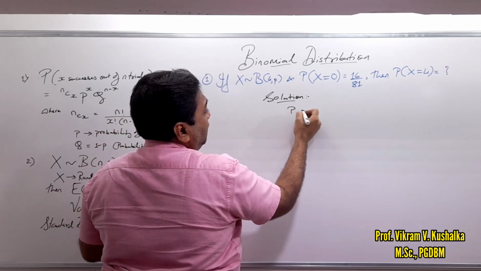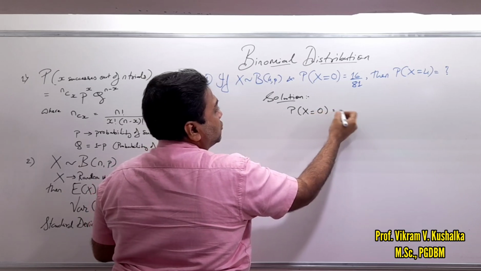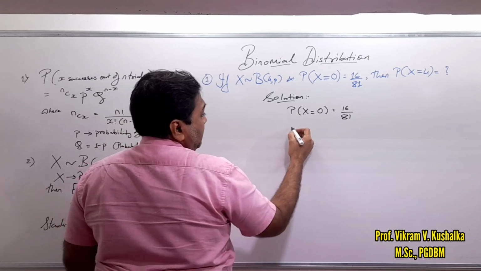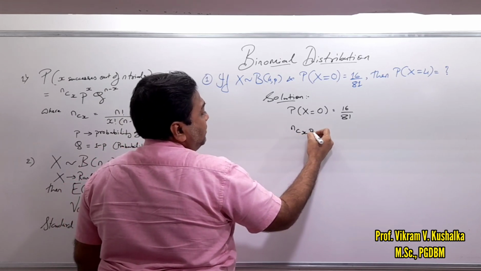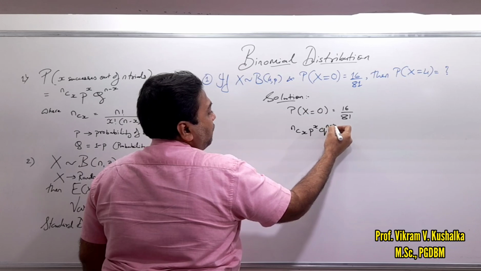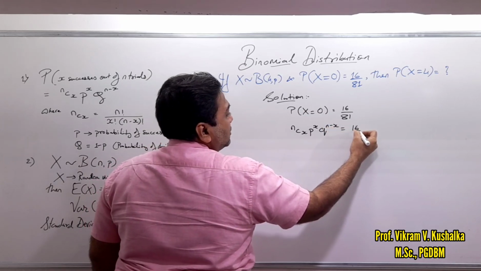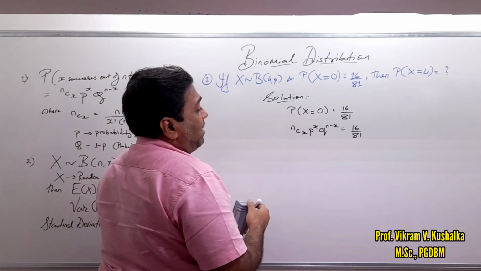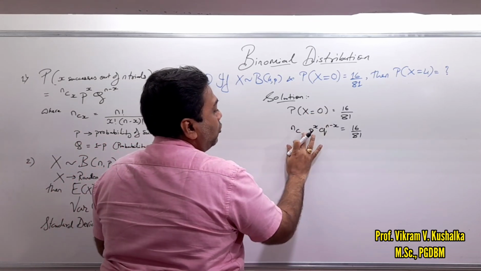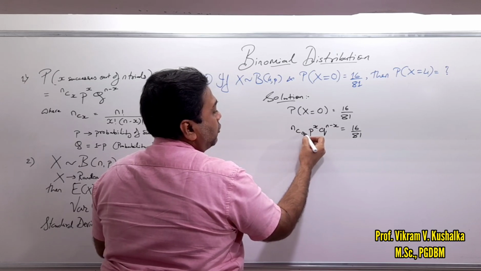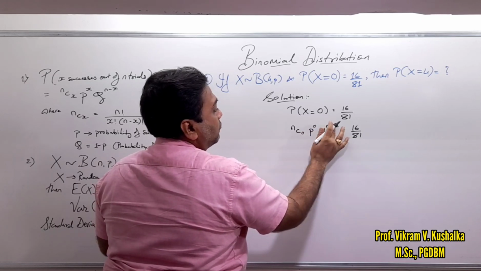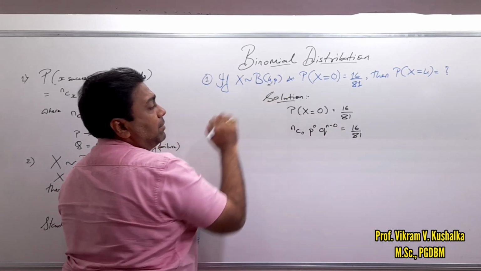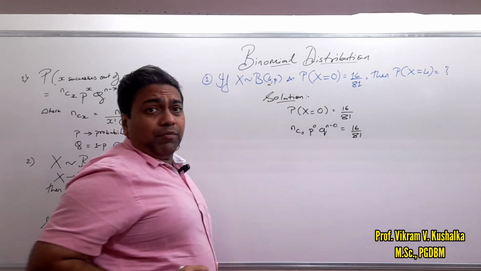So I have been given P of random variable x equals 0 is 16 over 81. And I know the formula, that is nCx p to the power of x q to the power of n minus x, is equal to 16 over 81. Now, what am I going to do over here? I know my value of x. The value of x is 0. So instead of x, I am going to put 0. Wherever I have x, I am going to place my 0 over there. Correct? I also know the value of n, the number of trials. The number of trials is 4 over here, correct?